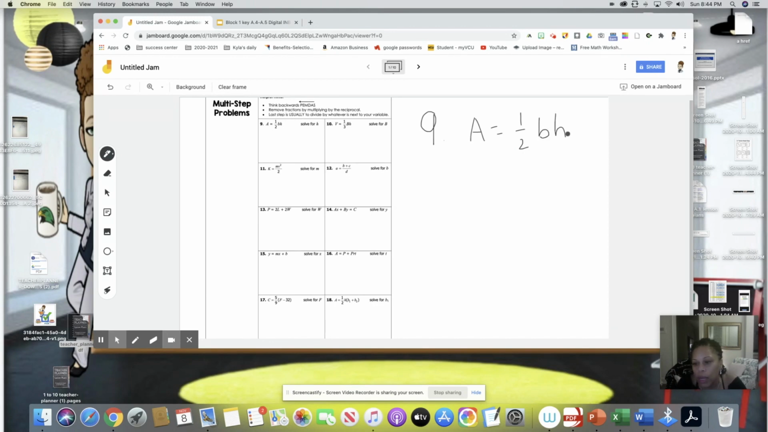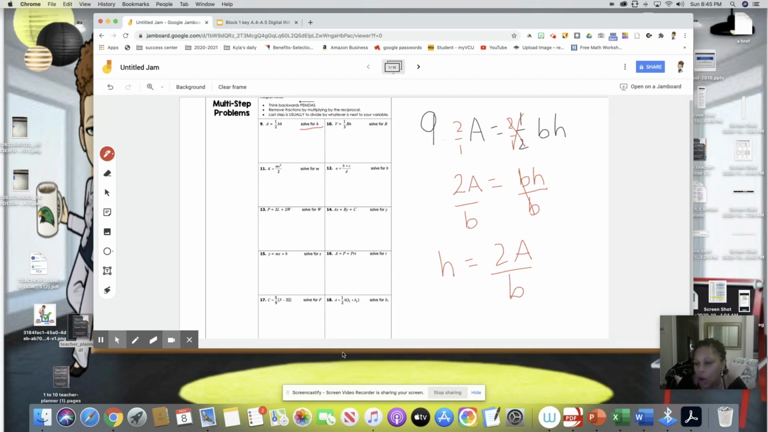In order to solve a literal equation, you need to do the inverse operation. The inverse of a fraction is its reciprocal, so we want to multiply both sides by the reciprocal. We also want to remember that we are isolating the variable that we're solving for, which is h. When we rewrite the problem, 2 divided by 1 is 2, so we have 2A equals the base times the height. Again, we're solving for the height, so we're just going to divide both sides by b. When we do that, the height is equal to 2 times the area divided by b.